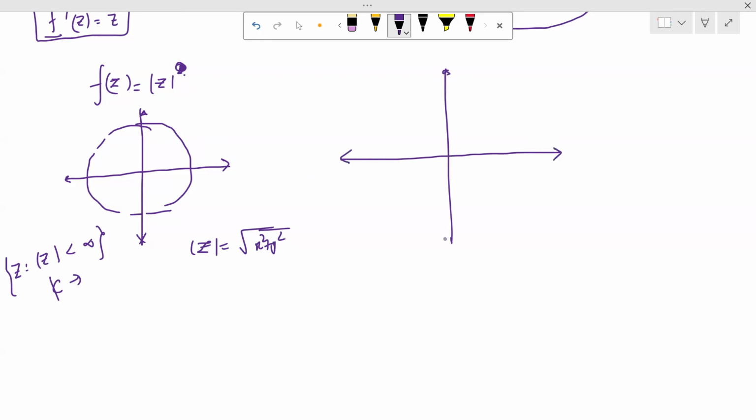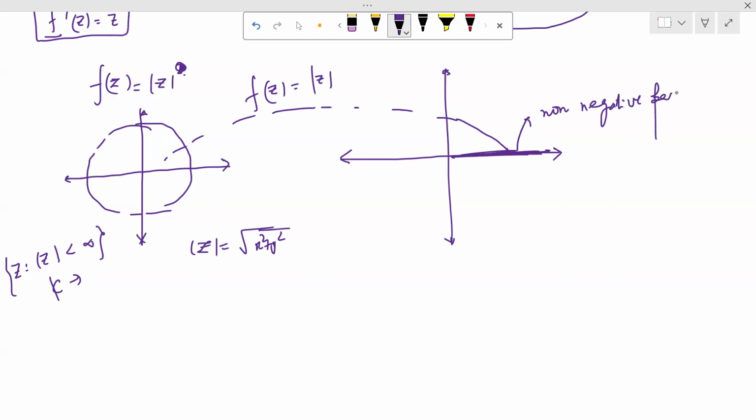So what is it going to do? All the points it is going to take and map onto the non-negative part of the real axis. So what this mapping f(z) = |z| is going to do is map all the points of the finite complex plane to the non-negative part of the real axis. Why non-negative? Because 0 is one possibility. It maps all the points in the z plane to the non-negative part of the real axis. Is that clear?